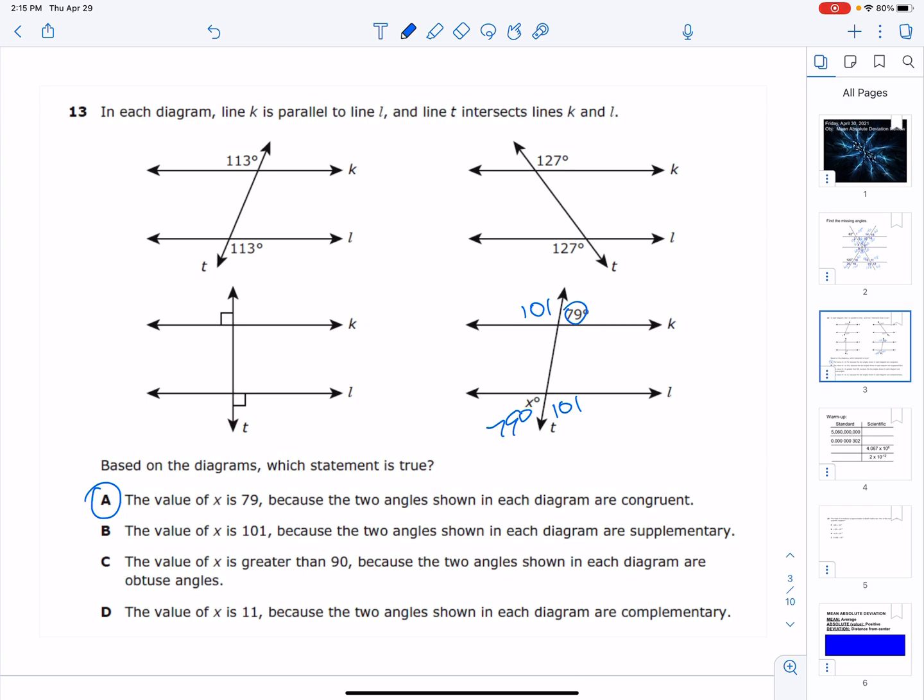Okay, the value of X is greater than 90 because the two angles shown in each diagram are obtuse angles. Well, 79 is not obtuse, it's acute, okay? The value of X is 11 because the two angles shown in each diagram are complementary. Well, remember, complementary means two angles that equal 90 degrees. So in other words, they're going to make a right angle. These two angles are what we call supplementary angles, okay? So that's the reason why we have to understand those angles within parallel lines.